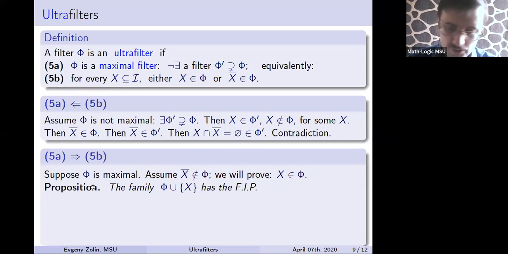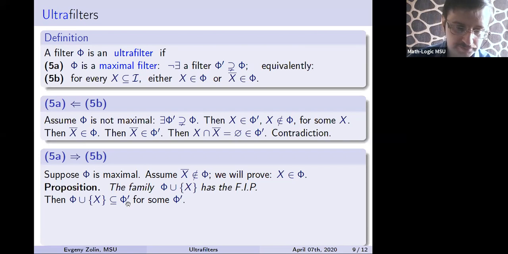Assume that we already proved this proposition. We will prove it below. It is easy. But assume that we have proved this. What do we have then? Then this collection of sets will be contained in some filter, phi prime. We know that any collection of sets that has this property is contained in some filter. So this is contained in some phi prime.